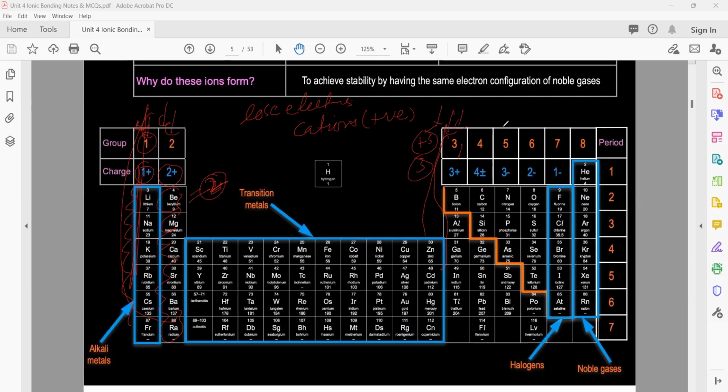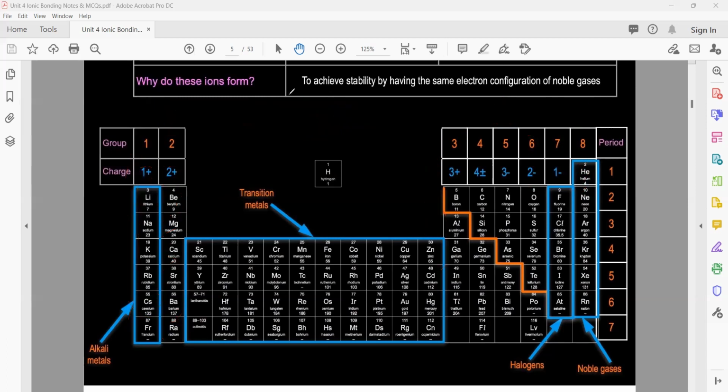If you talk about group 5, it always gains 3 electrons to complete the last shell. So its charge is -3. Group 6 always gains 2 electrons. So its charge is -2. You can see here, group 7 always gains 1 electron. So its charge is -1. Group 8 does not lose or gain. So it is 0. So in the periodic table, from the group number, you can say its charge.